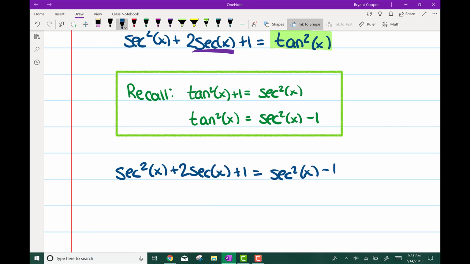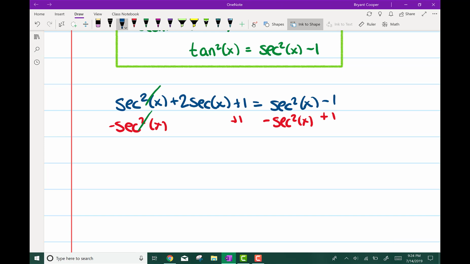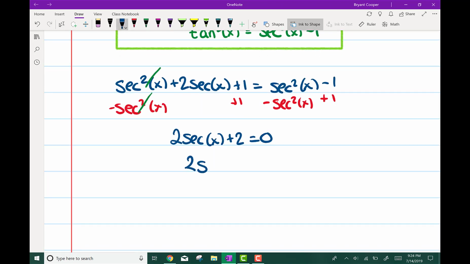And now I'm going to combine my like terms to get everything on one side. So I'm going to add 1 to both sides and subtract secant squared from both sides. And in this problem, my secant squareds are going to cancel. So I get 2 secant of x plus 2 is equal to 0. And then I'm going to subtract 2 from both sides. So I get 2 secant of x is negative 2. Divide both sides by 2, and I get secant of x is negative 1.